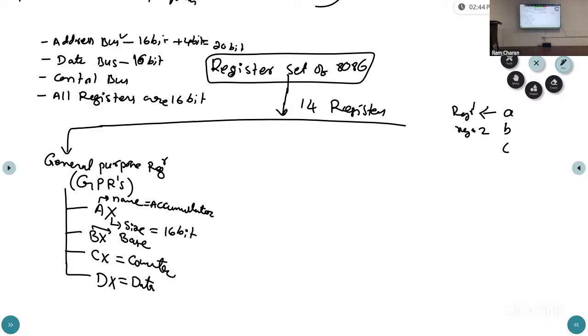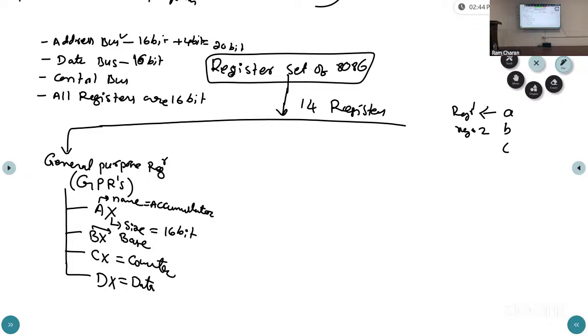Okay. So counter is for counting purposes, to execute a set of iterations multiple times, similar to a for loop. So that's why it is called the counter register. The last one, data register. The DX stands for data register.